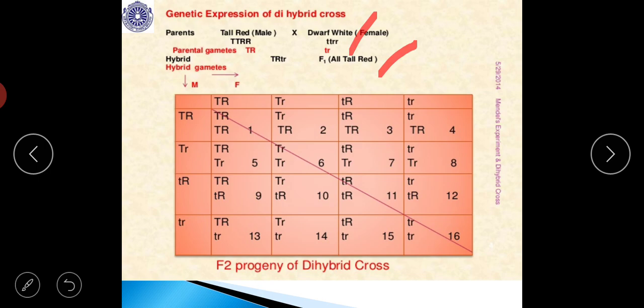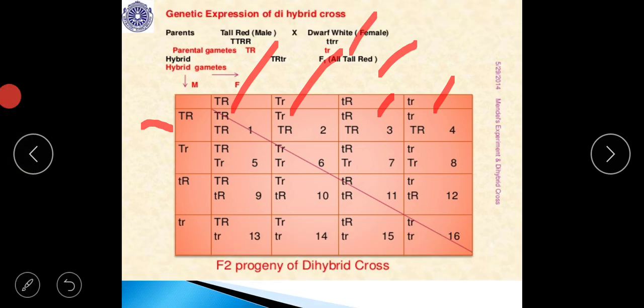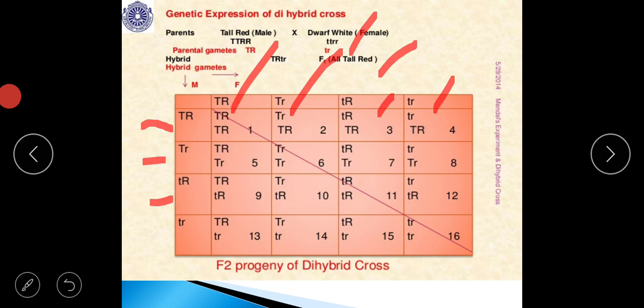The gametes are produced like this: capital T, capital R, one gamete; capital T, small r, another gamete; small t, capital R, another gamete; small t, small r, another gamete. The same types of gametes are produced by the other parent too. And when these gametes are fused randomly, they have produced the progeny like this in the F2 generation.